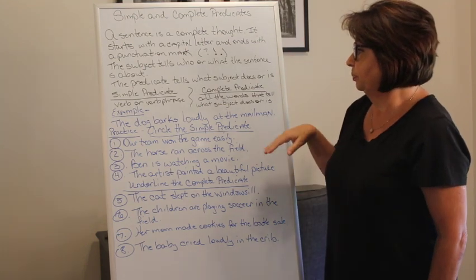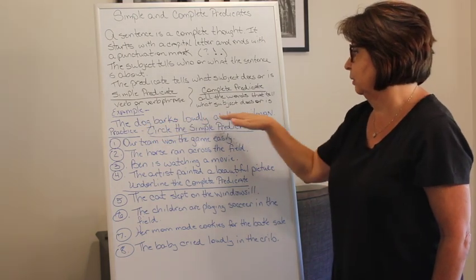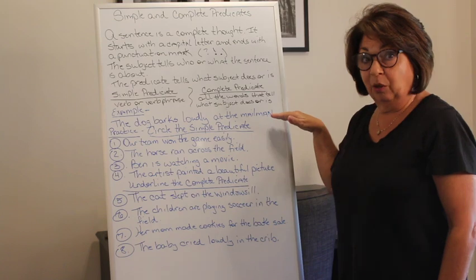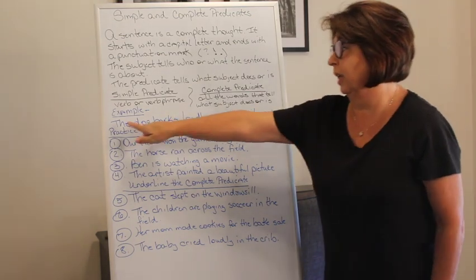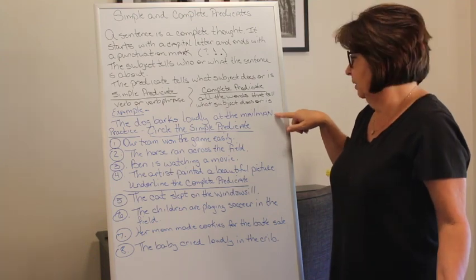All right, so let's look at our example sentence. The dog barks loudly at the mailman. This is a complete sentence. It's a whole thought. It's starting with a capital letter. It's ending with a period because it's a statement.